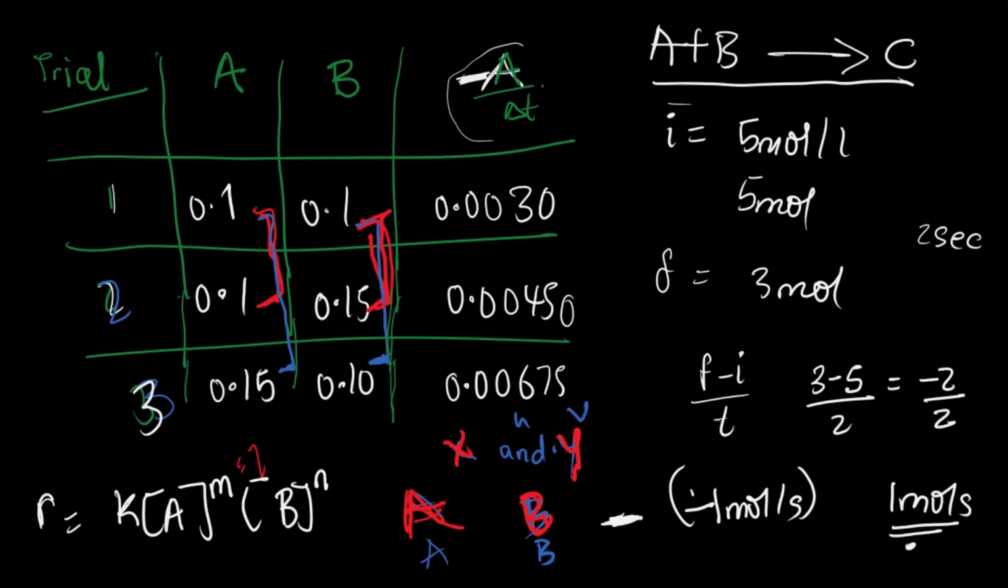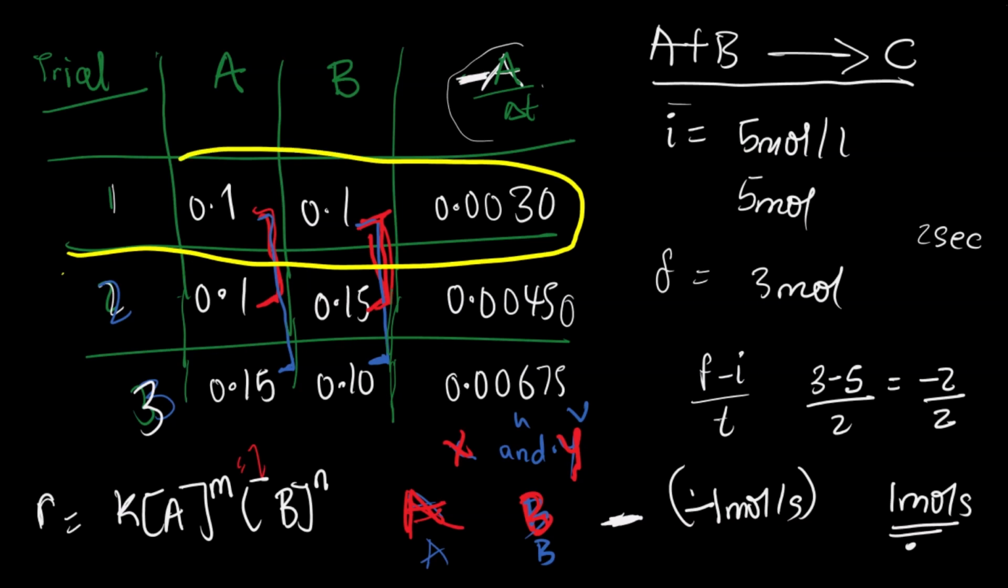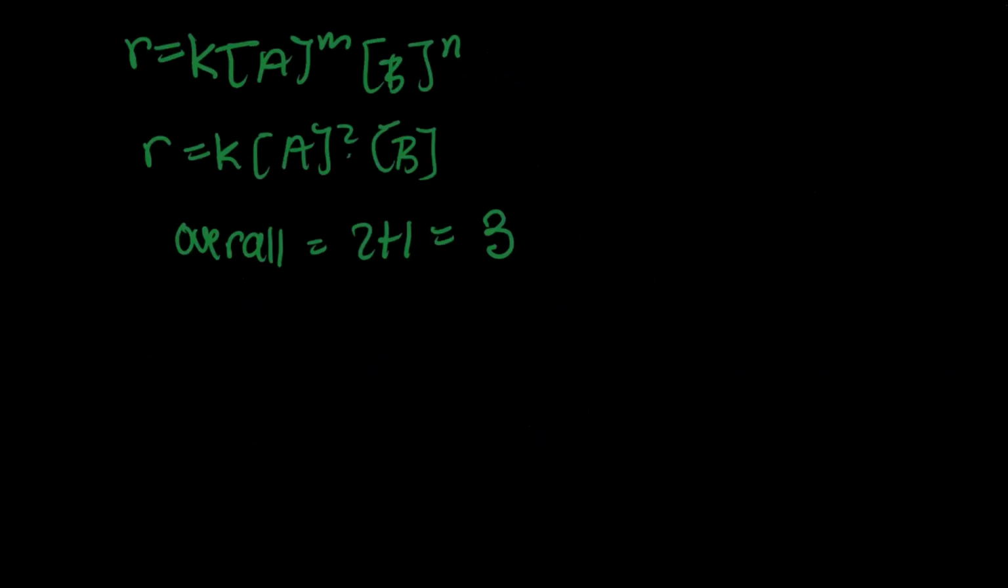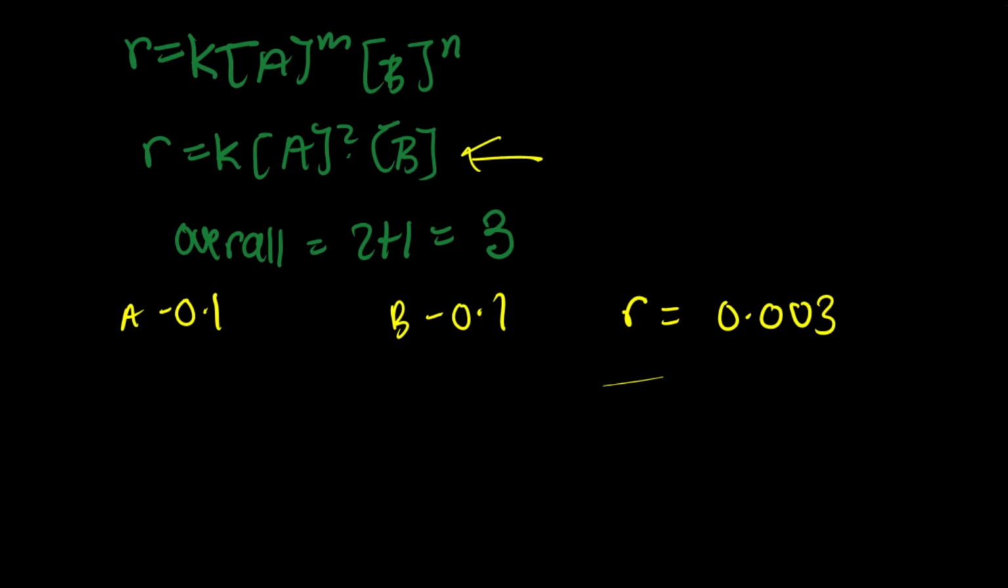Having gotten the equation for the reaction rate, we could also calculate the value of K. Taking the values of reaction 1, R, concentration of A and concentration of B. The concentration of A is 0.1, the concentration of B is 0.1 as well, and the rate of the reaction is equal to 0.003. This means we could substitute all of these values into our equation and calculate the value of K. So we'll do that very quickly.